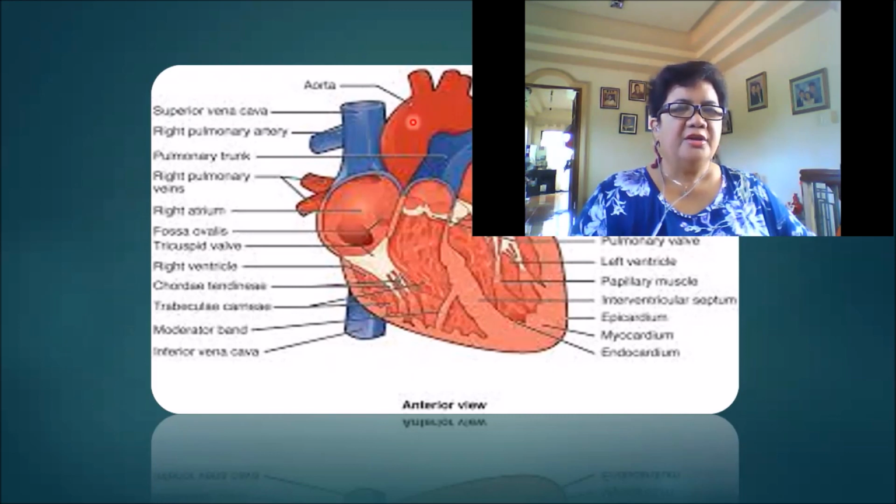From the color, you can infer the content of the blood there, whether it is oxygenated or not. So the red one, the aorta, is oxygenated. Then the inferior vena cava and the superior vena cava, and also the pulmonary artery. Although it is an artery, it contains unoxygenated blood because this blood will still go to the lungs.